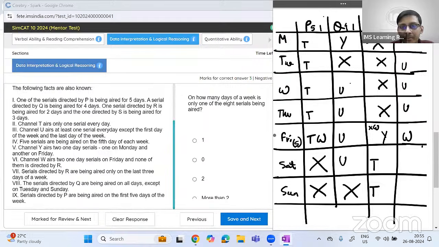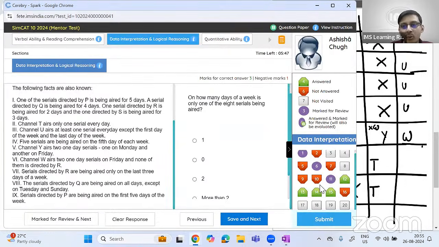Let me just confirm. I'll check all the conditions. T one serial every day. At least one serial every day except first and last. Yeah, that is matching. 5 serials on the 5th day. We have 5 serials on Friday. Y two 1 day serials, Monday, Friday. Yes. W two 1 day serials on Friday. We have that. None of them by R. R is being added only on the last 3 days. Okay, I think this is it.